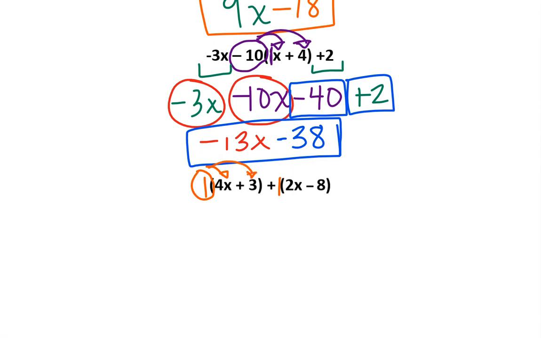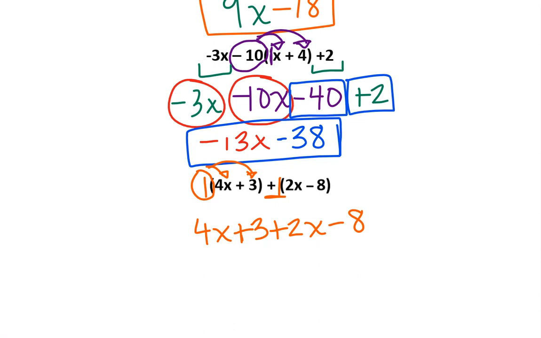1 times 4x is still 4x. 1 times 3 is still 3. Nothing changed. Again, if it's negative 1, it will change. But because it's a positive 1, it's not going to change. So I'm not going to distribute in the second part because I know nothing's going to change if I distribute this positive 1. So I'm just going to bring down plus 2x minus 8. Now, if you think that you need to actually distribute each time, just in case because you're not sure, go ahead. There's nothing wrong with you distributing just to be on the safe side.